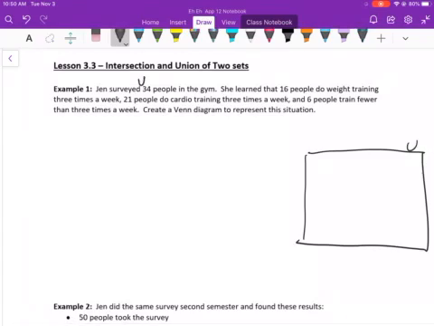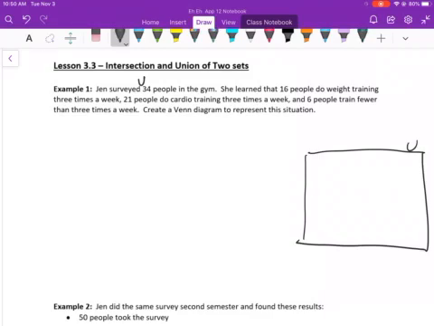She learned that 16 people do weight training 3 times a week. 21 people do cardio 3 times a week. And 6 people train fewer than 3 times a week. So I'm just going to attach letters to denote each set. So the universe is 34 people large.